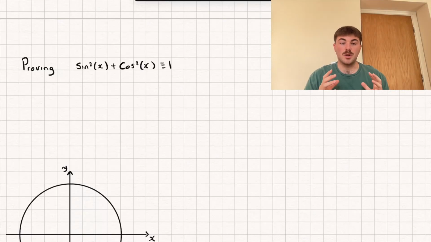Hello, in this video I'm going to be showing you a proof to the trig identity sine squared x plus cos squared x is 1.